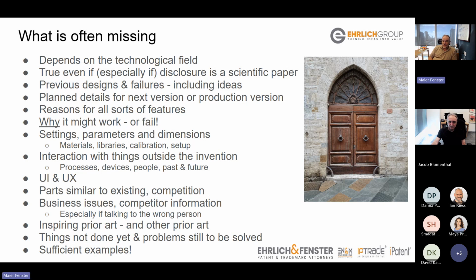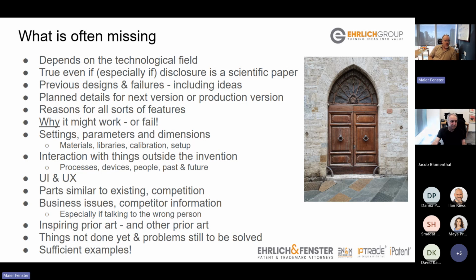Most inventors had previous designs and failures along the way, or ideas of what might work. They know it, but they're not telling you. Or they might have a next version or a production version, somewhere down the line. And we're writing a patent now, so we don't have to talk about it. I've had a case when an inventor said, oh, of course, we're not doing what I just told you. We're planning on doing something else, but we haven't finished developing, so I'm not going to talk to you about it.